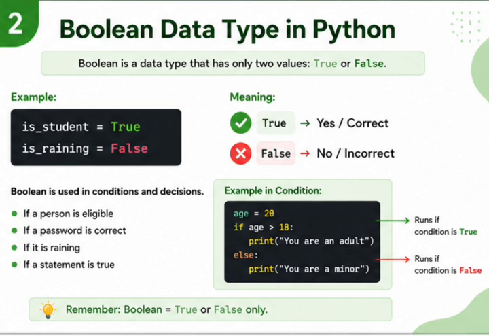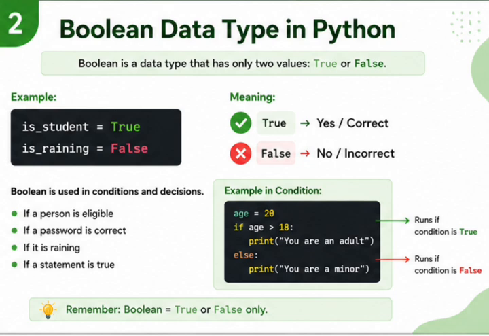Notice the capital T and capital F. That's exactly how Python expects them. Let's see how this looks in code. In Python, is_student is equal to False. is_raining is equal to False. Think of True as yes or correct and False as no or incorrect.